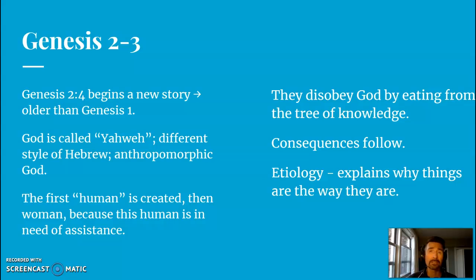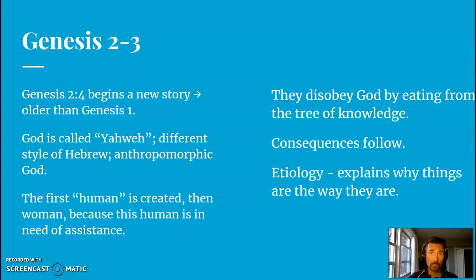Also in this story, God is called Yahweh, which is God's personal name. In chapter 1, God was called Elohim, which is a royal title. It's how a person would address a king. Genesis 2 uses the personal title. We also see God portrayed anthropomorphically. God acts like a potter, creating the human being. Through trial and error, God tries to find a suitable mate for the first human before God creates the woman.